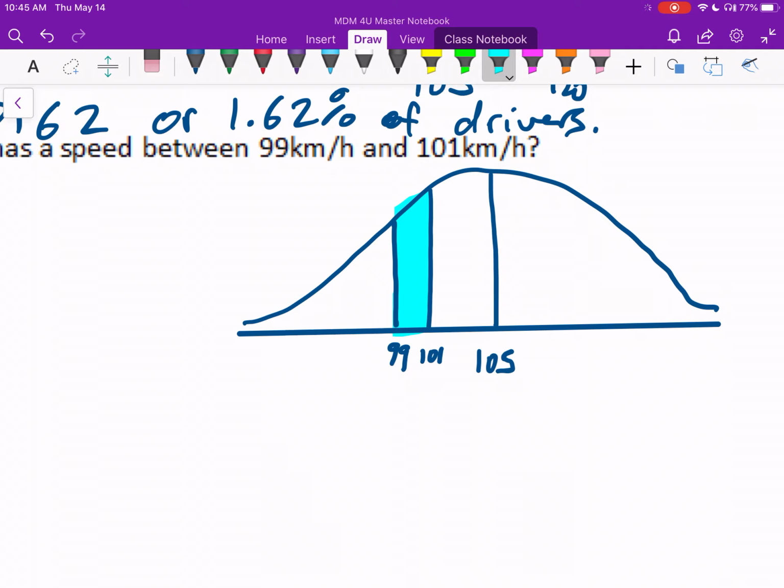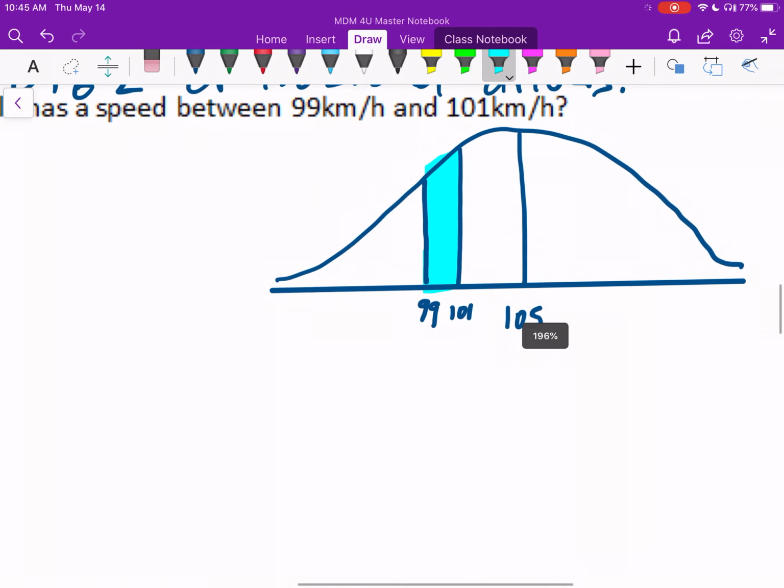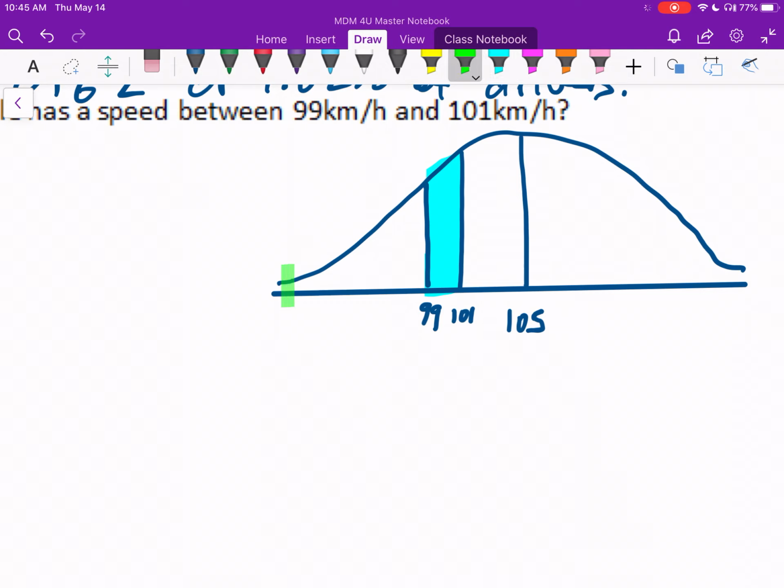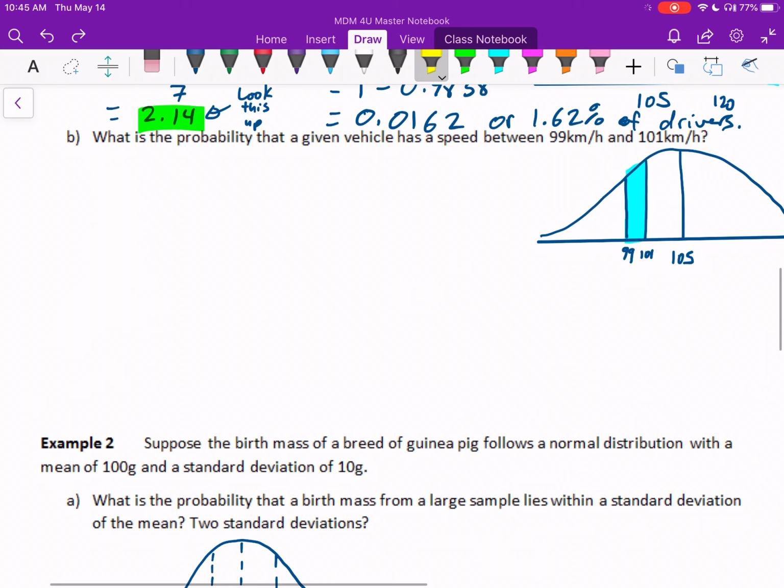Remember, we saw last lesson that if I want to find a bar that's in the middle like this, I have to do two separate calculations and subtract the smaller one from the bigger one. Really what I would do is find the whole area that's less than 101, and then subtract the area that was less than 99, and what I would be left with is the blue area, right? So I need to calculate both of those and then do my subtraction. So that's exactly what we're going to do.